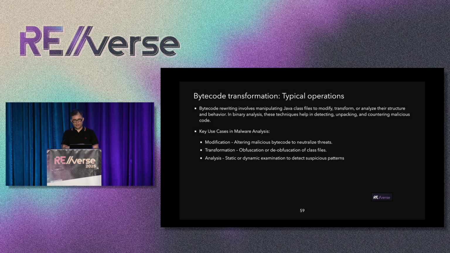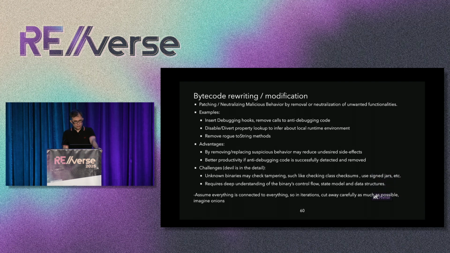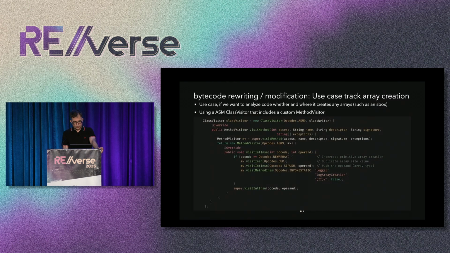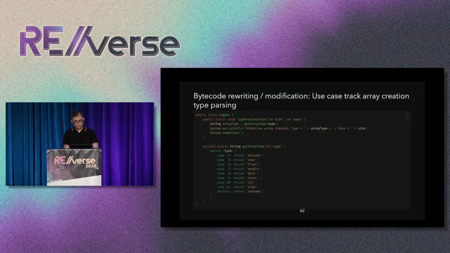So what are typical operations with bytecode transformation libraries? It's modification, transformation, and analysis. You do rewriting, you can insert code. Like here, for example, we log array creations. We can hook the new array opcode. Here we have some parsing code. As parameters, we get a size and a type. When we hook the opcode, we get a size and a type, and we can nicely print it.